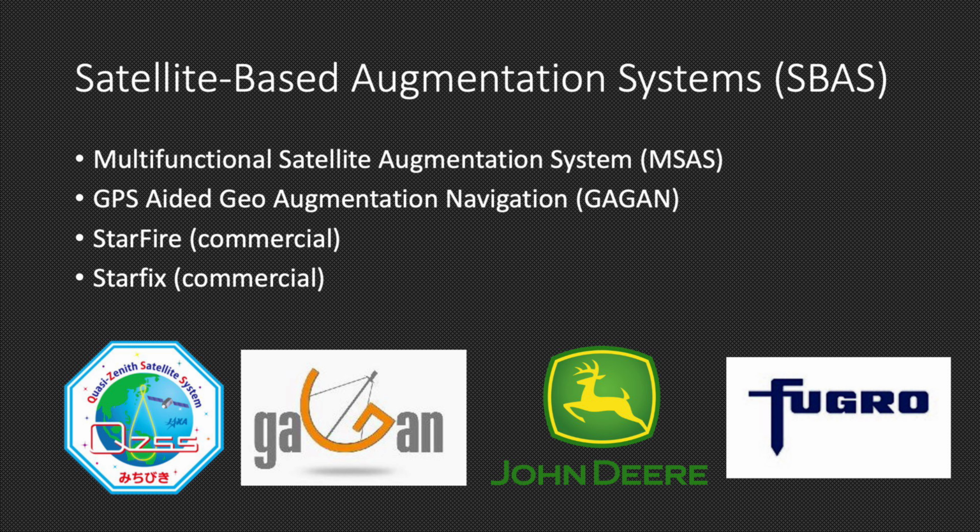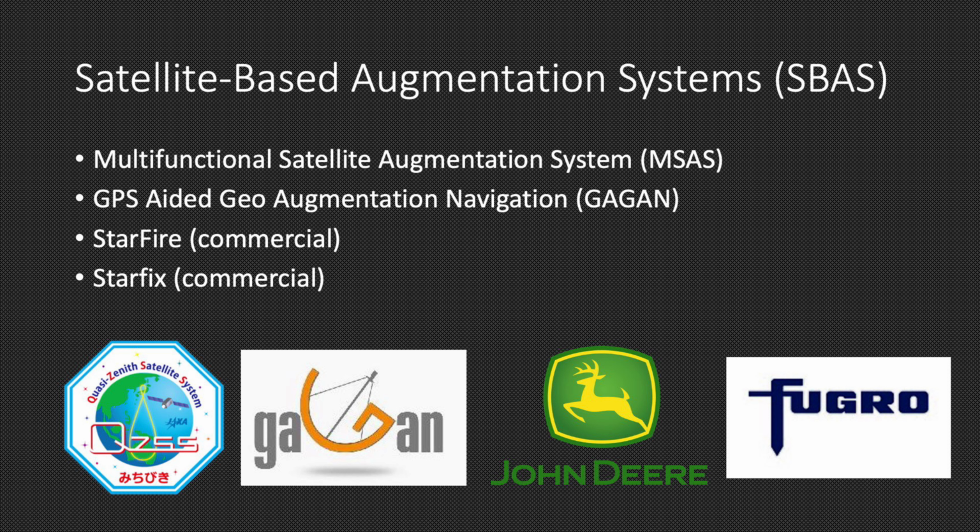Now, the first one we see, we have these logos that will look very much like consumer organizations versus the first logos looked very much like military organizations. And that's because most of these are either consumer organizations or governmental entities that are not necessarily the military. And you'll see that the left two, we have a Japanese system as the first one, which is the multifunctional satellite augmentation system. Then we also have GAGAN, which is Indian. So the first one is Japanese.